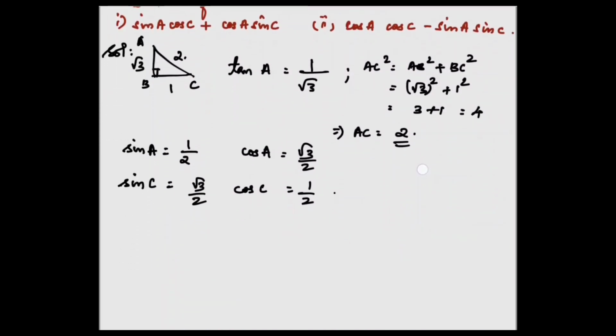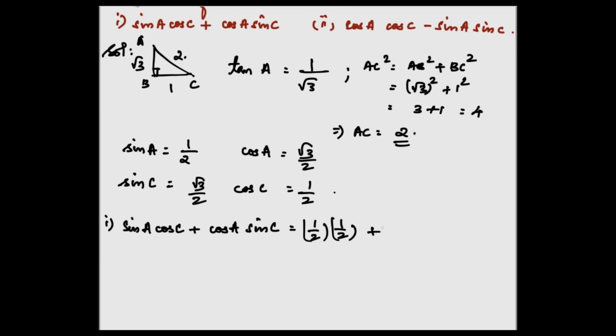Now let us consider the first question. Sin A cos C plus cos A sin C. Let us substitute the values. Sin A is 1 by 2, cos C is 1 by 2, plus cos A is root 3 by 2, sin C is root 3 by 2. By solving the equation, 1 by 2 into 1 by 2 is equal to 1 by 4, plus root 3 into root 3 is 3, and 2 into 2 is 4. We get 3 by 4. So adding the numerator, 1 plus 3 is 4 by 4, which gives us 1.